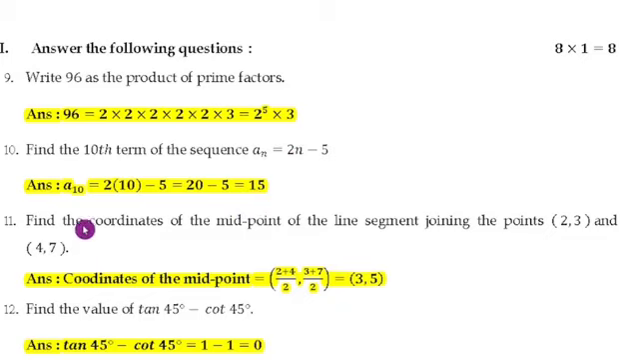11th question, find the coordinates of the midpoint of the line segment joining the points 2, 3 and 4, 7. They are asking for the coordinates of the midpoint. For the midpoint formula we have x1 plus x2 divided by 2, y1 plus y2 divided by 2. So 2 plus 4 by 2, 3 plus 7 by 2. 6 by 2 is nothing but 3, and 10 by 2 is 5. So 3, 5 is the answer.